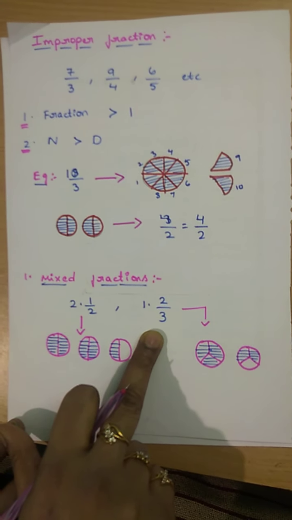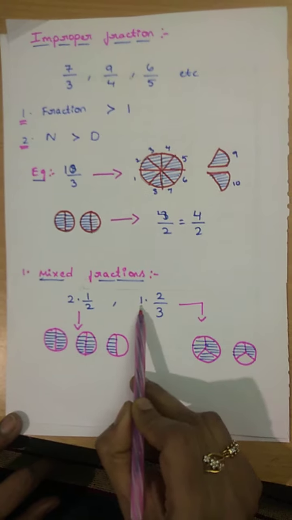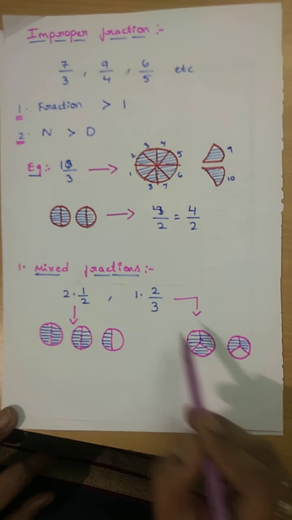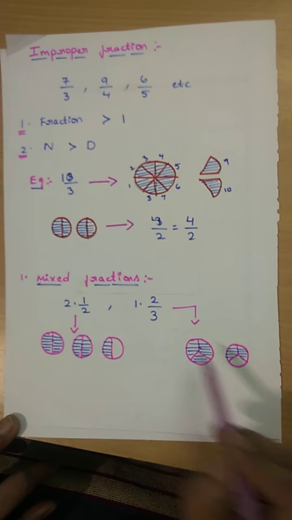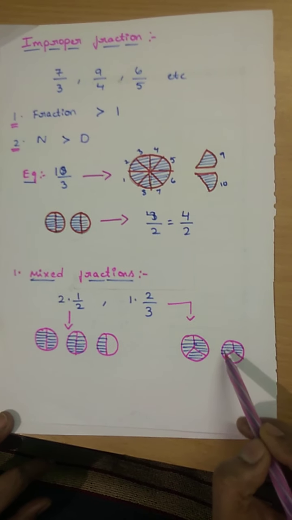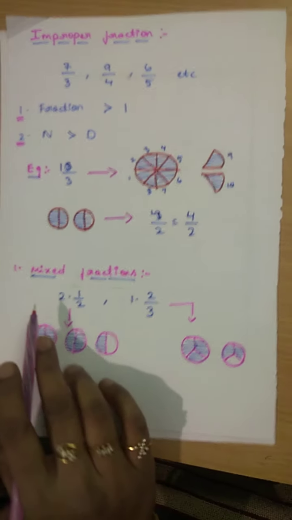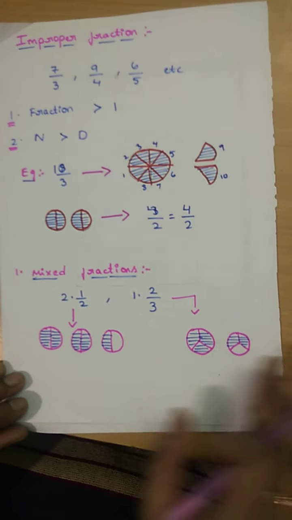Here 1 and 1 by 3. 1 whole circle. After that 2 by 3 means the circle has 3 parts, of which 2 parts are shaded. So 2 by 3. This is nothing but mixed fractions.